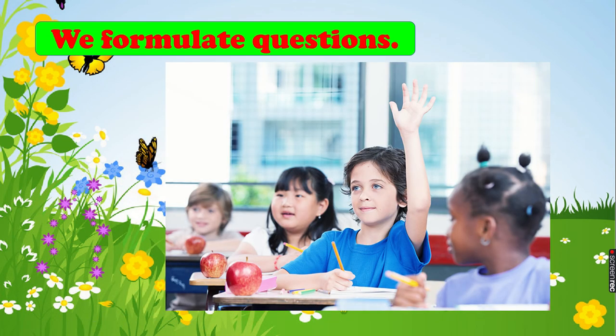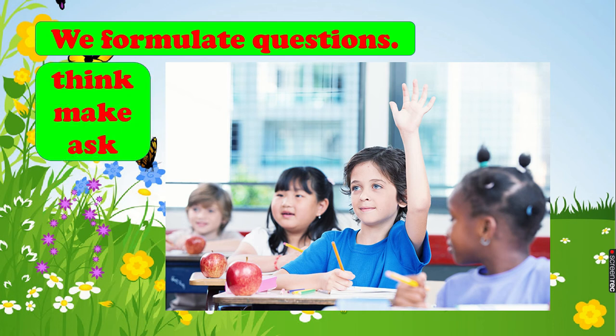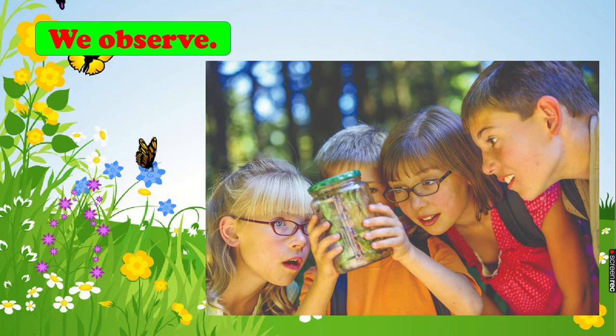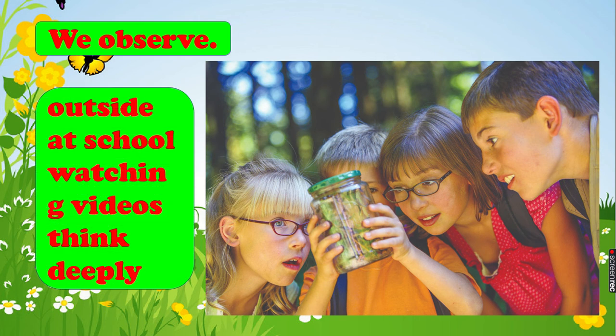And here are the simpler, more specific ways to understand those research skills. We formulate questions. It means we think of questions, we make questions, and we ask questions. And then we observe. Let's say that again. We observe. We observe outside, at school, on the internet by watching videos. And while we observe, we don't just keep talking.